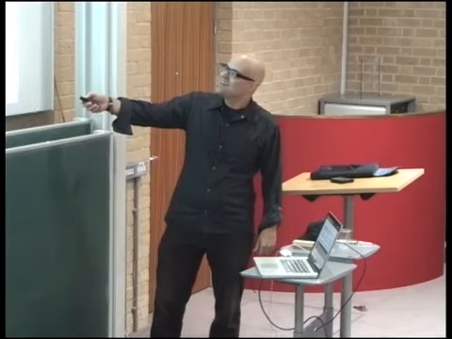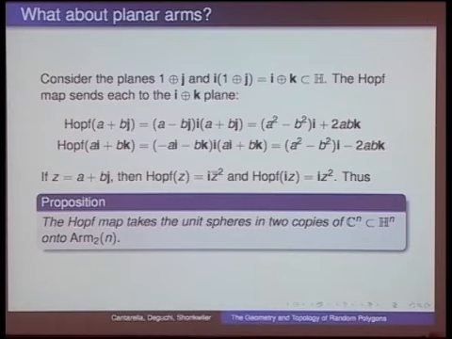Okay, so what we've learned is that if we want to think about plane arms, there are two copies of complex n space inside quaternionic n space. There's the 1 plus j complex n space, and there's the i plus k complex n space. And the Hopf map takes the unit sphere in each of these copies of Cn onto planar arms.